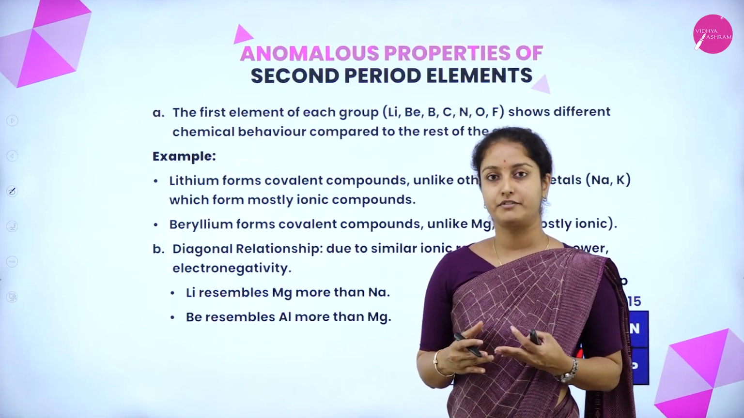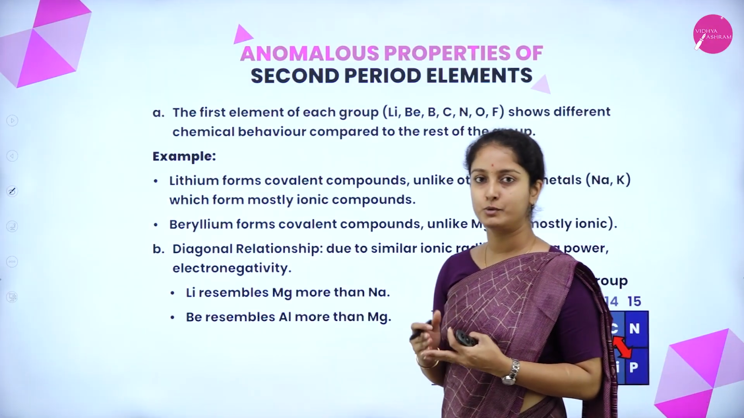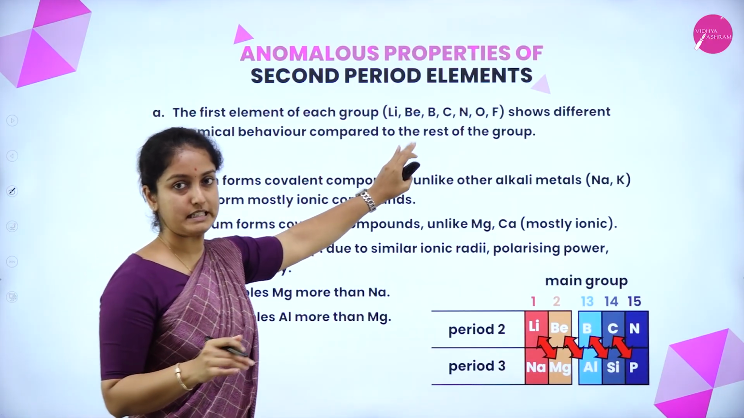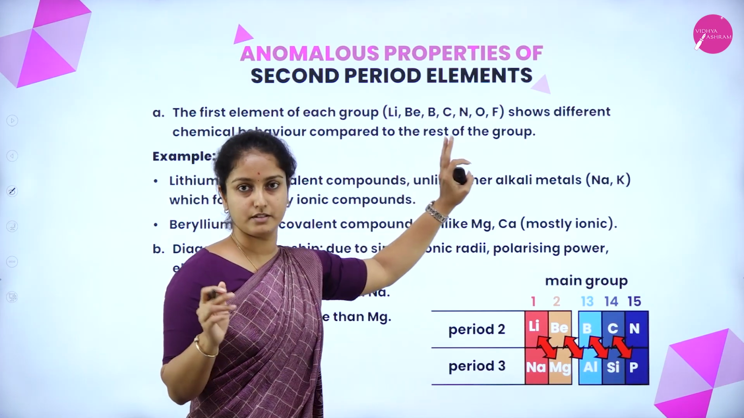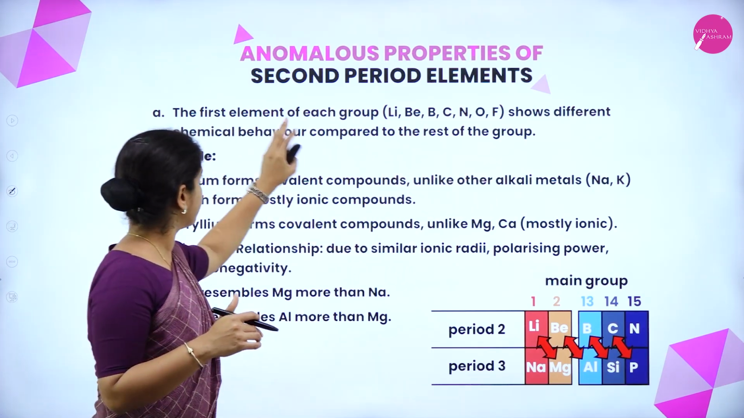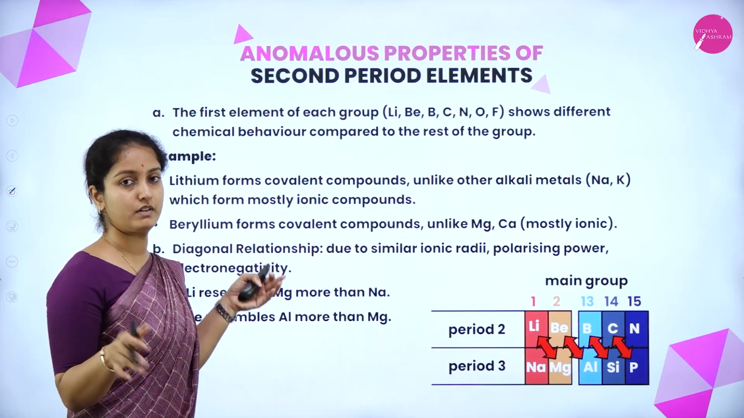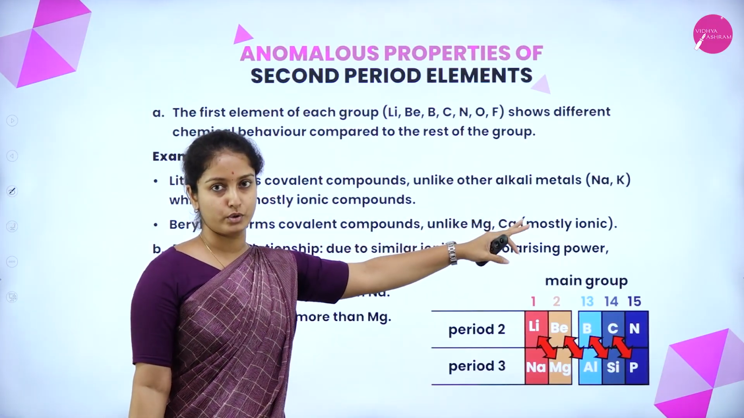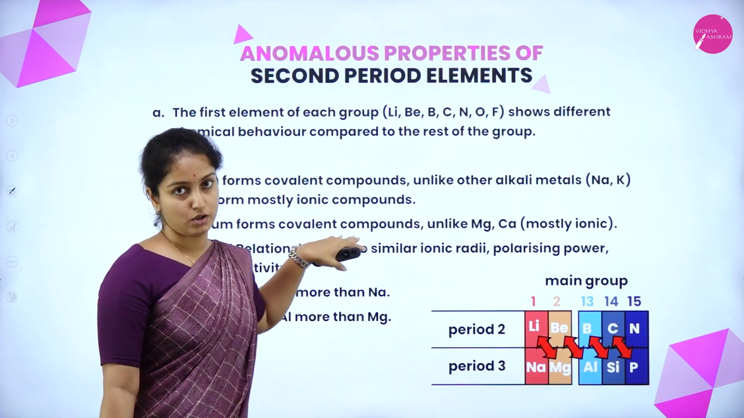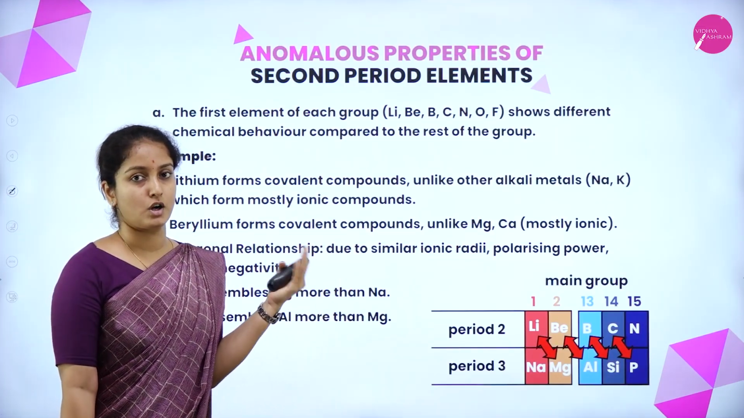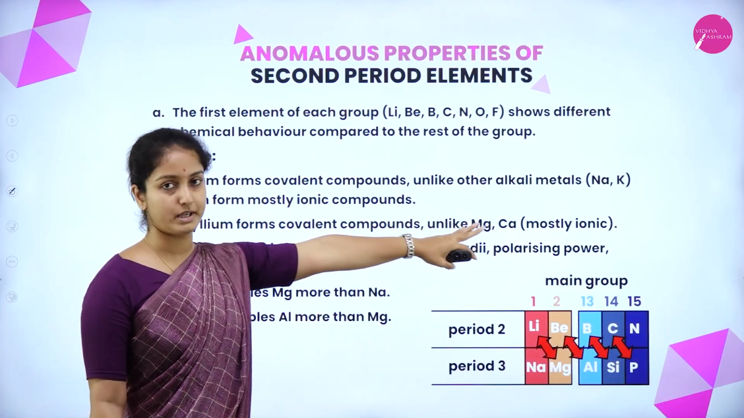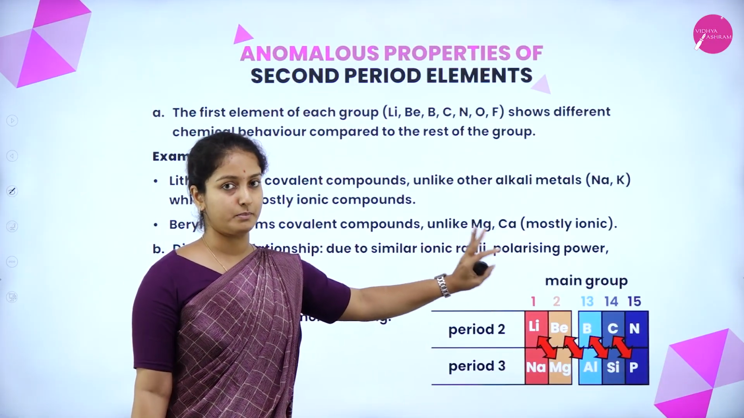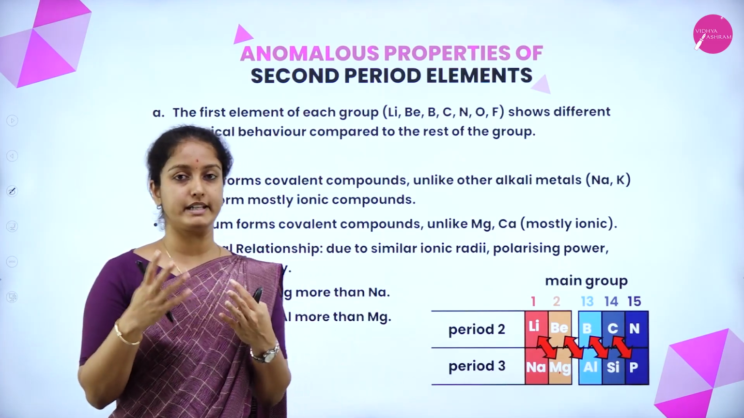Now, anomalous properties of second period elements. Apart from having these physical and chemical properties, there are a few exceptions: the first element of each group, that is, lithium is the first element for group 1, beryllium is the first element for group 2 and so on, shows different chemical behavior compared to the rest of the group. Now let us see with the examples. Lithium forms covalent compounds unlike other alkali metals like sodium and potassium, which form mostly ionic compounds. So lithium will form covalent compounds, it is not going to form ionic compounds like sodium and potassium. Beryllium also forms covalent compounds, they do not form ionic compounds like magnesium and calcium. So that is about the covalent nature and the ionic nature.